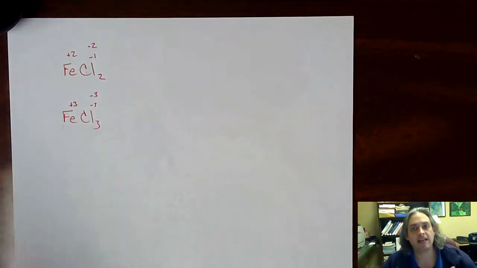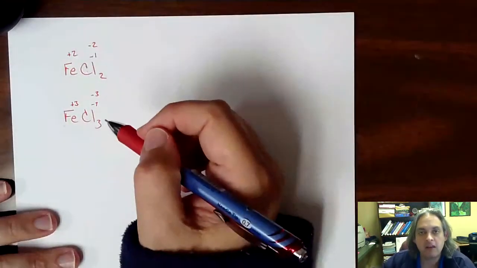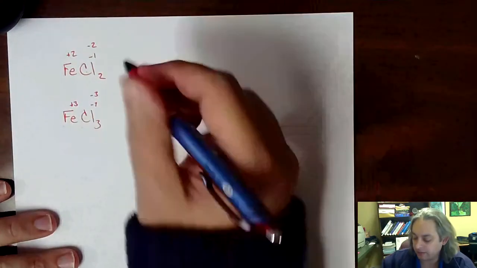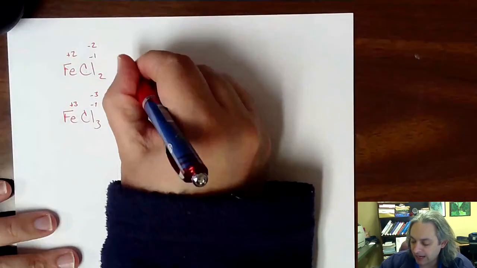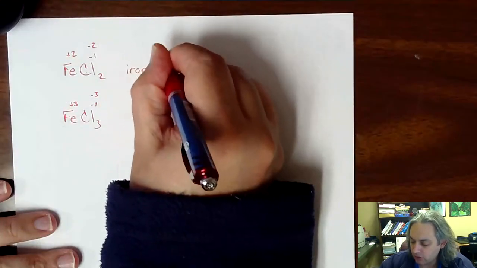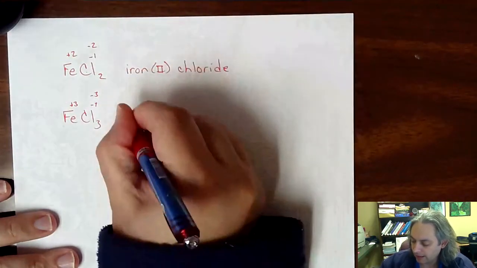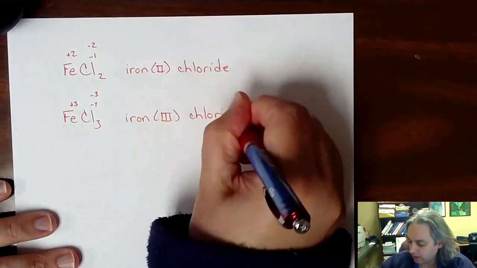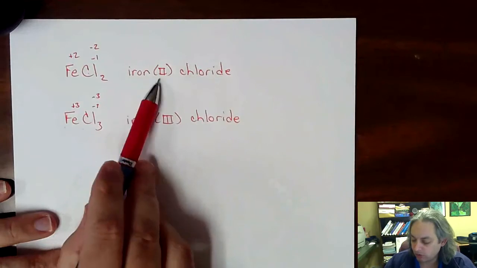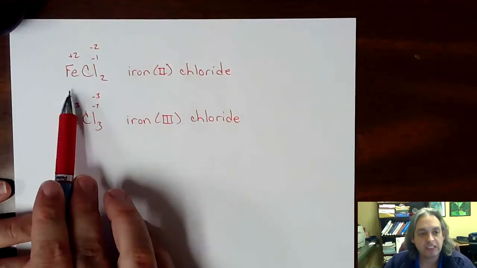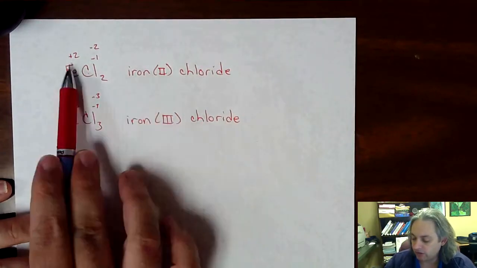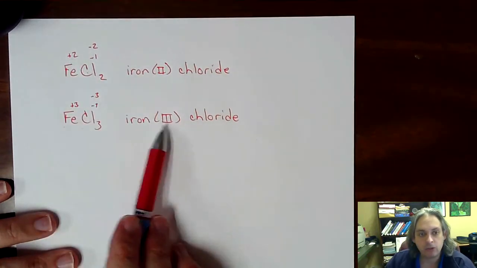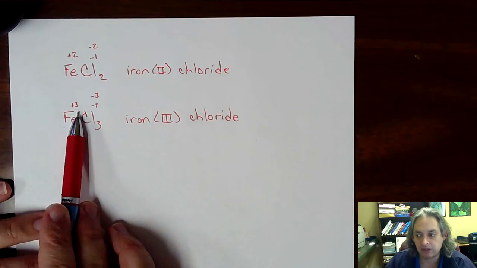And we show that in the name for each one of these by using Roman numerals for whatever the charge is of the ion. So in this case, we would write iron 2 chloride. And this would be iron 3 chloride. So again, the Roman numeral distinguishes what the charge is on the metal. So the iron 2 shows us that we have a +2 charge, and the iron 3, the Roman numeral 3, tells us that we have a +3 charge.